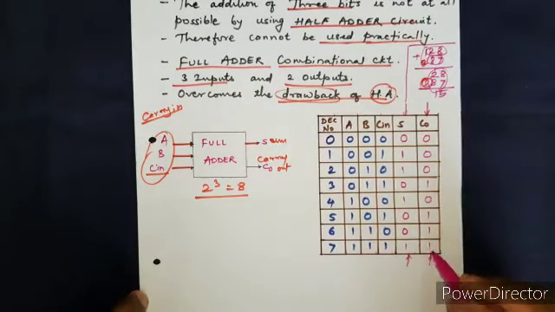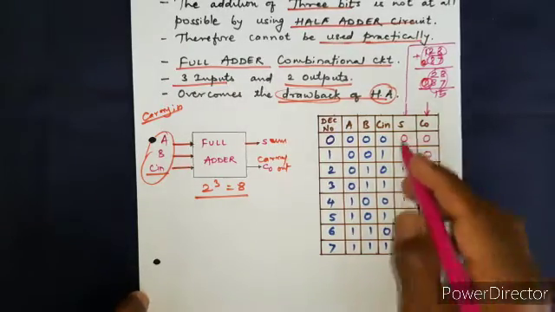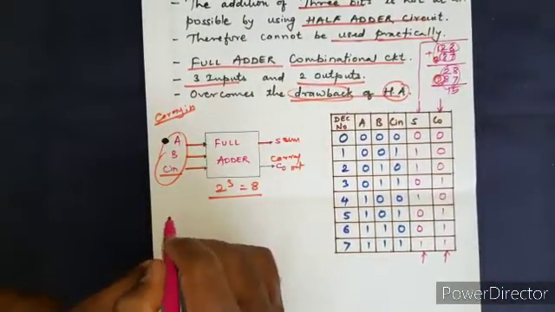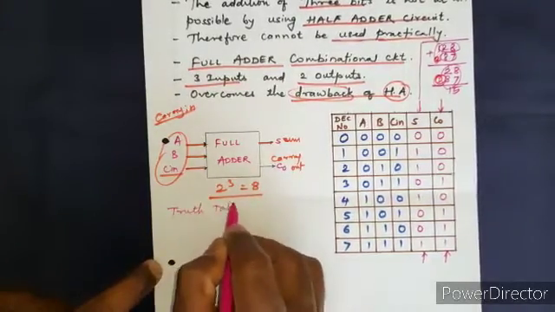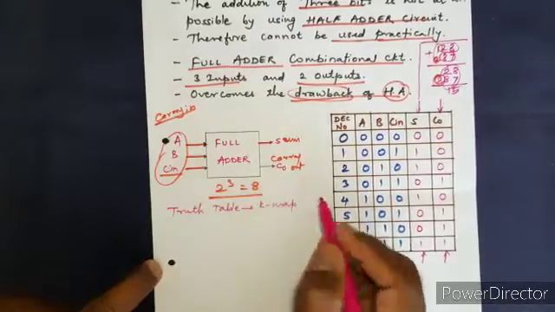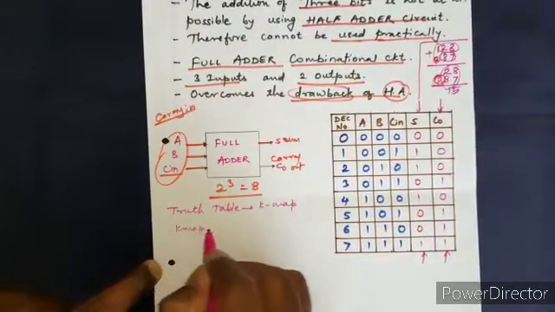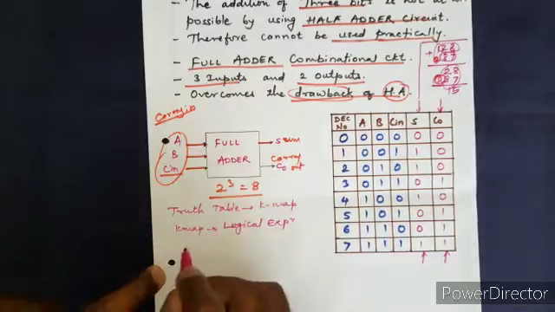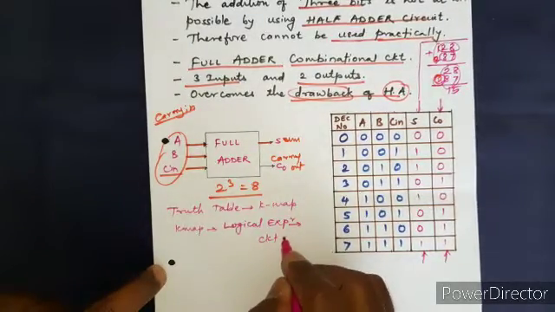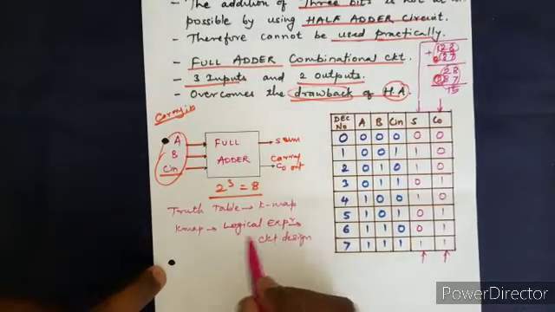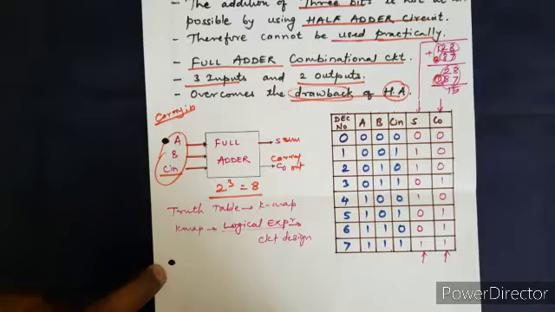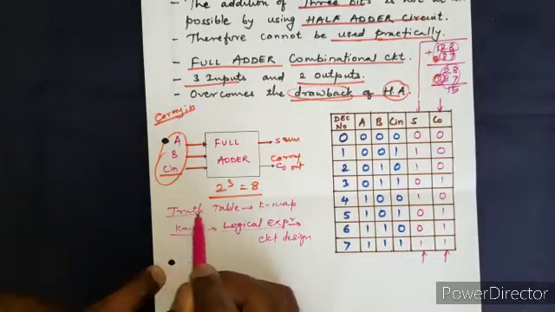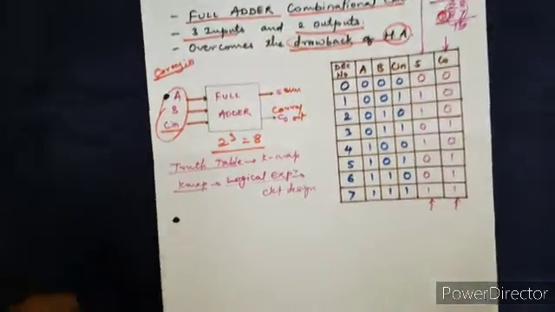Now we are supposed to design the circuit for this sum and carry. In the last lecture we saw that first we need the truth table. From the truth table we go to the K map, from the K map we find the logical expression, and from this logical expression we can design the circuit. Without this expression you cannot design the circuit, and we get the expression from the K map, and the K map from the truth table. Those are the steps we have followed.